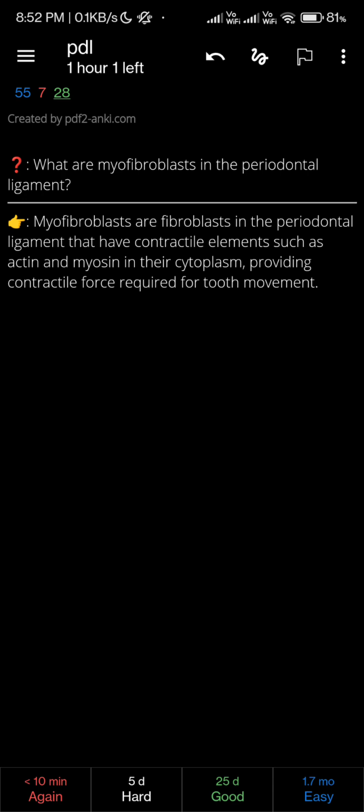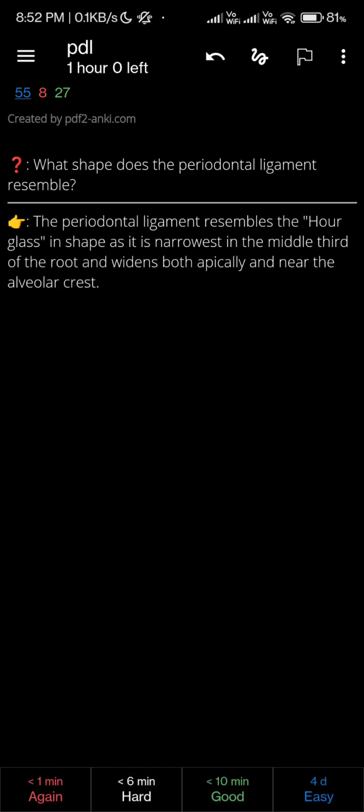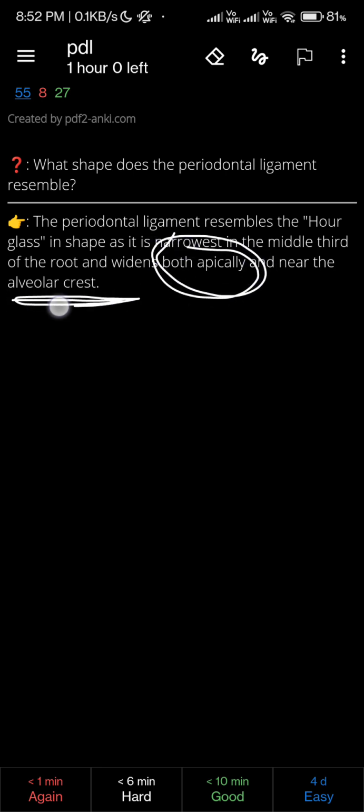What shape does the periodontal ligament resemble? Hourglass shape. It is narrowest at the middle third of the root and widens both apically and towards the alveolar crest.